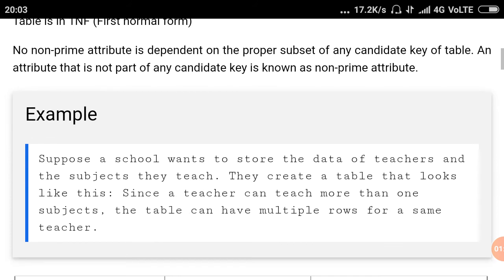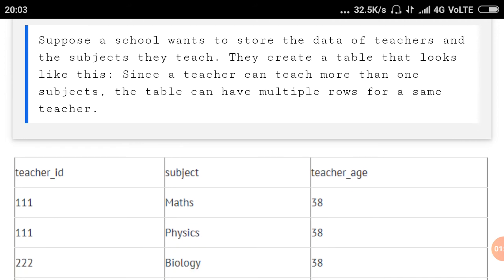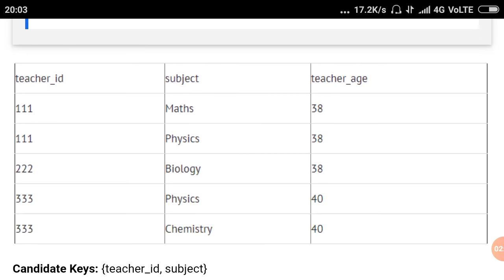Now let us have a look at an example which is going to help us understand the scenario. Suppose a school wants to store the data of teachers and the subjects they teach. They create a table that looks like this. Since a teacher can teach more than one subject, the table can have multiple rows for the same teacher. The columns are Teacher ID, subject and teacher age.